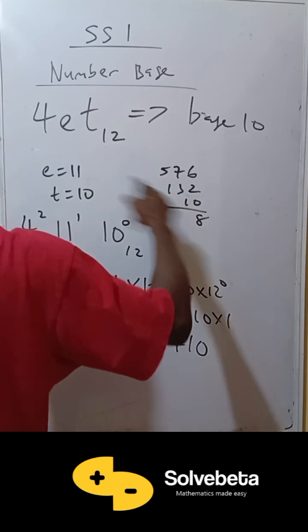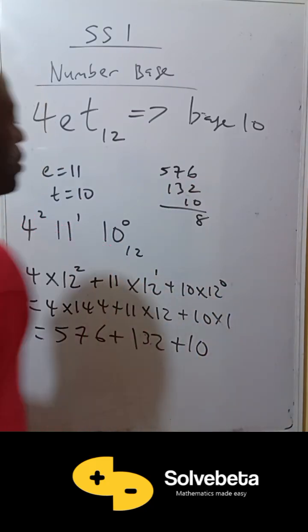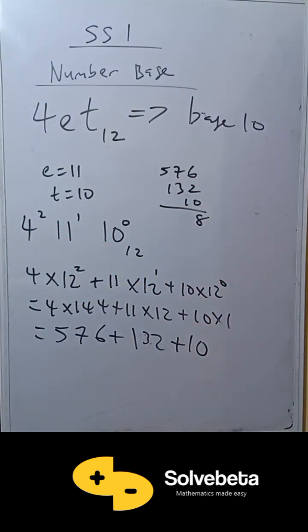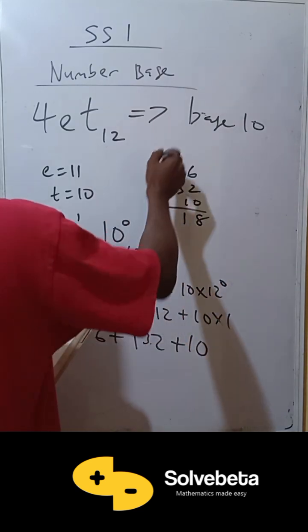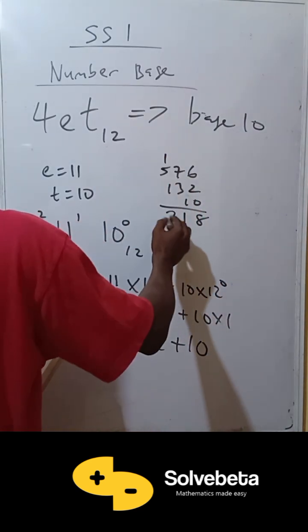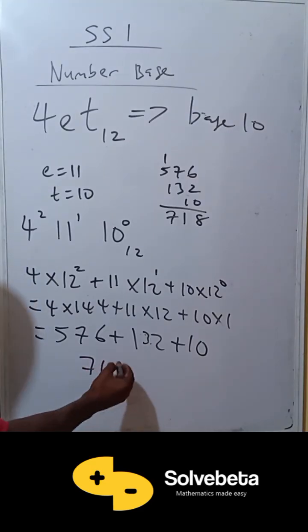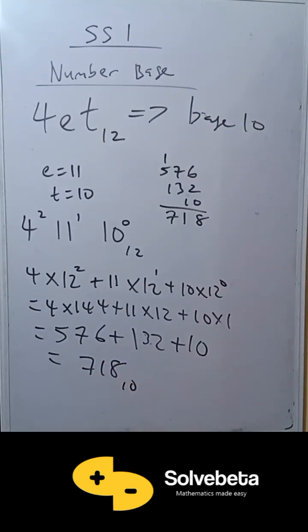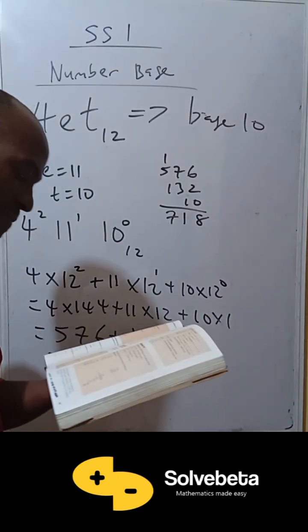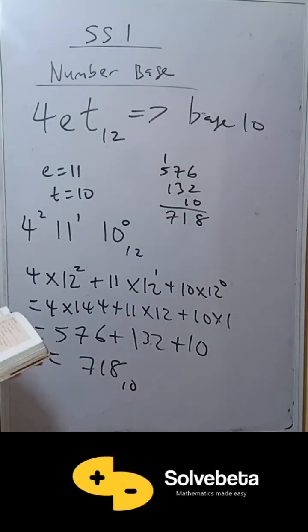Now, look at this. 6 plus 2 plus 0 is 8, 7 plus 3 plus 1 is 11. 5 plus 1 plus 2, that's 8. Adding gives 718 in base what? 10.